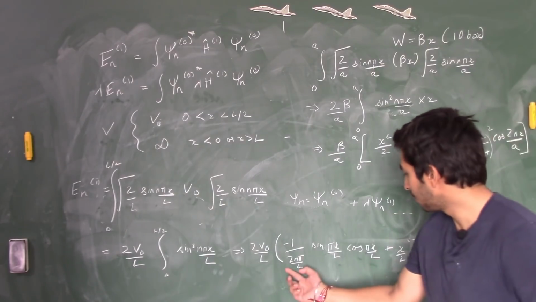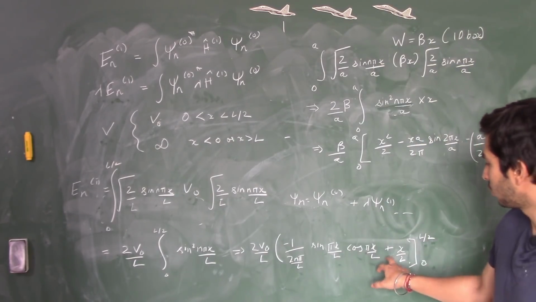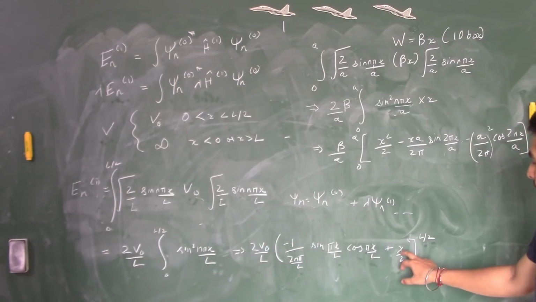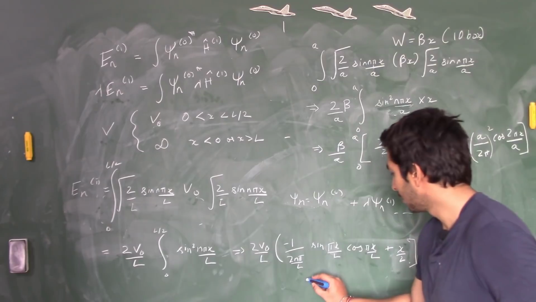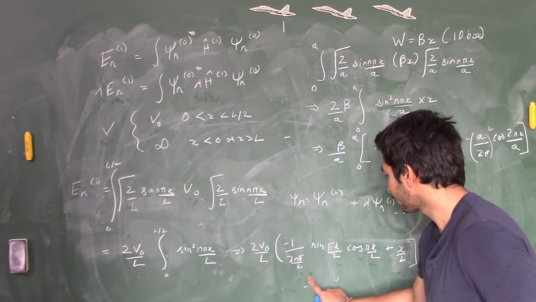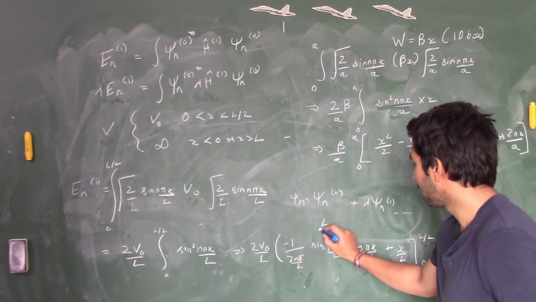So this whole term will become equal to 0. So we don't need to calculate. And then over here, if you replace x by L by 2, this will become L by 4, right? So this has become L by 4.